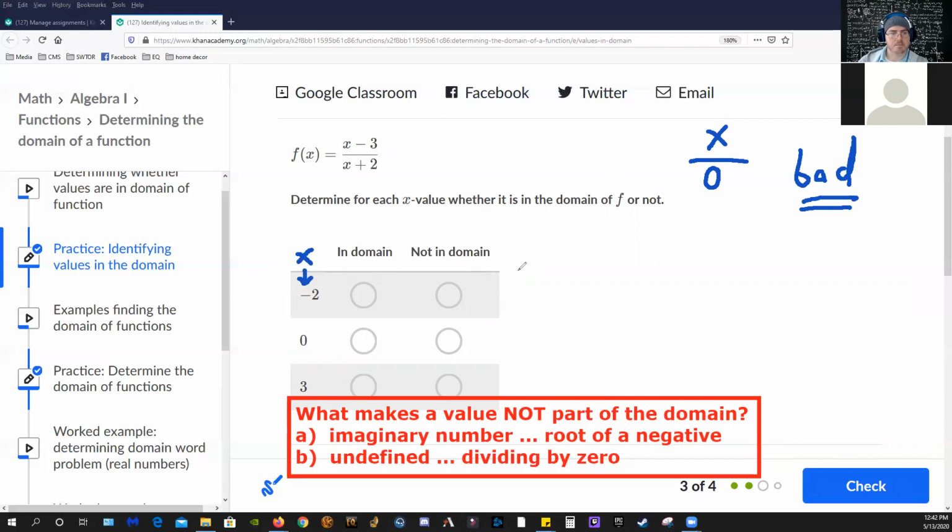So this would be -2 plus 3 over -2 plus 2. And that would be 1 over 0. Uh-oh. That's bad. So that is not going to be part of the domain because that's an undefined, goofy thing. You cannot divide things by 0.